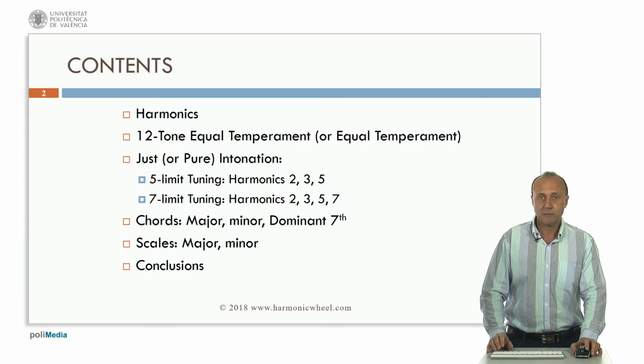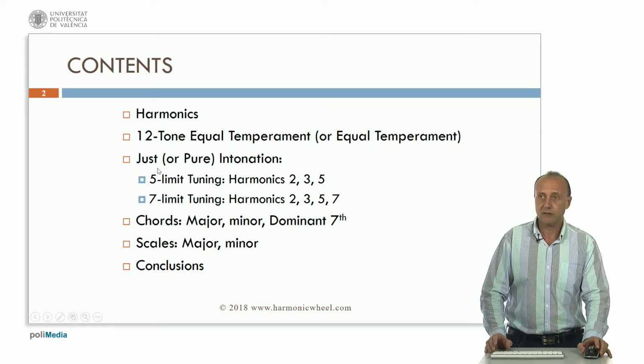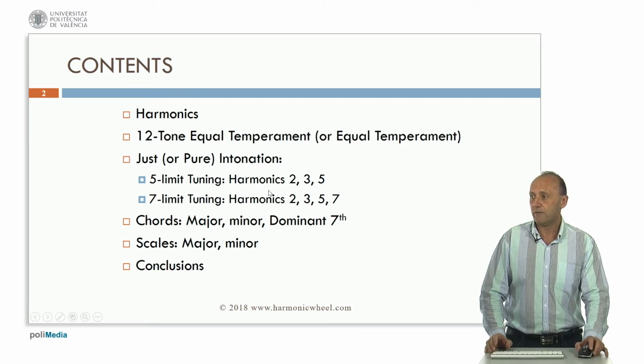The 12 tone equal temperament, or simply the equal temperament, is the normal tuning in an instrument, for example a piano or a guitar, while the jazz or pure intonation is based on harmonics. Then the 5 limit tuning includes harmonics 2, 3, 5, and 7 limit tuning includes harmonics 2, 3, 5, and 7. We will compare the notes in both systems, then the main chords, major, minor, and dominant seventh in the two systems, and also the main scales, major and minor, in the two systems.